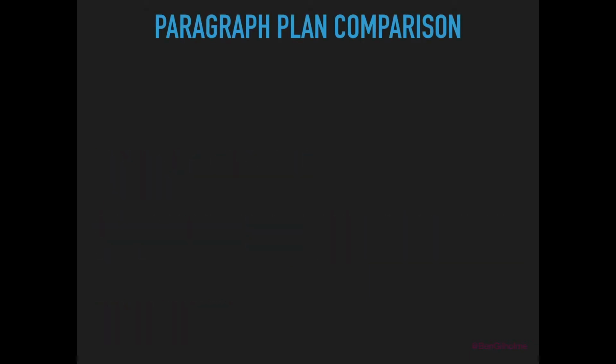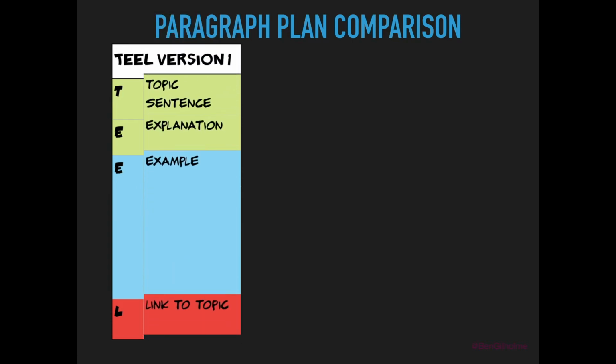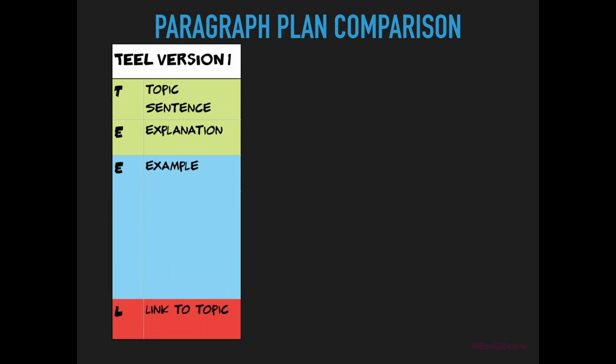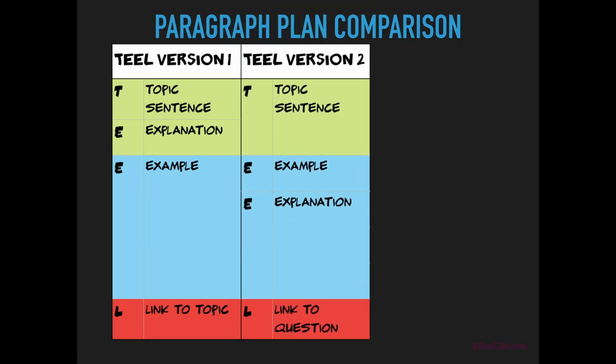The structure we'll be using is a little different to what you might be used to. Chances are you've used the TEAL acronym before, where TEAL is the topic sentence, the first E is an explanation of the topic sentence, the second E is an example, and the L is a link to the topic. This isn't the only way TEAL is defined. In the second example, the example goes before the explanation, which means that you explain the example rather than the topic sentence. Then the link is on the question rather than the topic. You'll probably find a whole range of variations. These are just two of them.